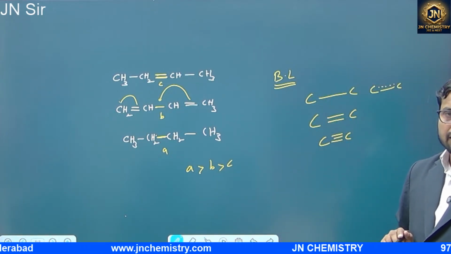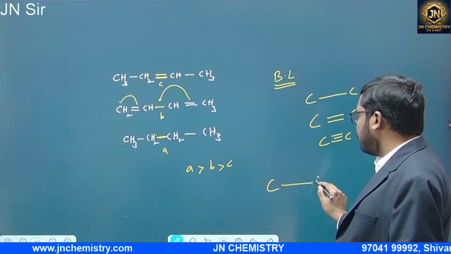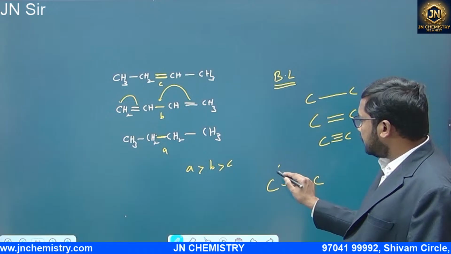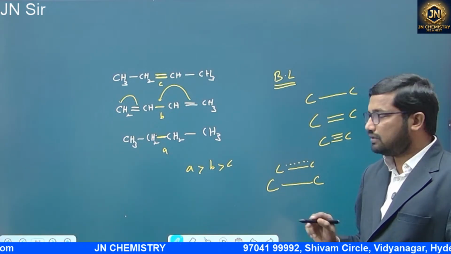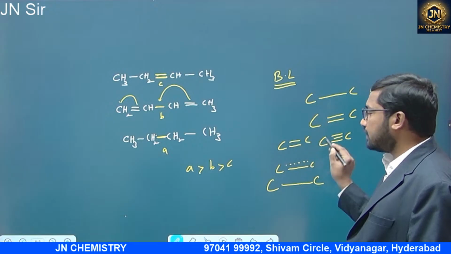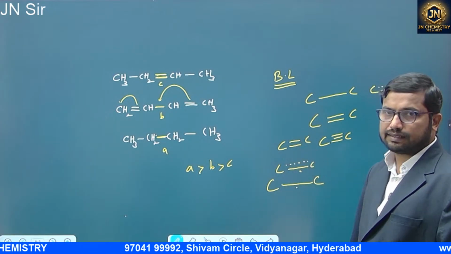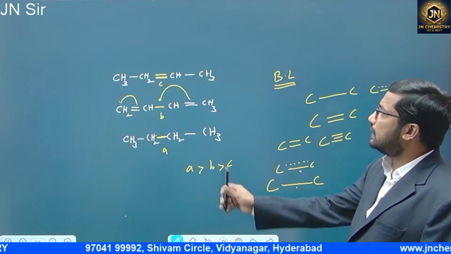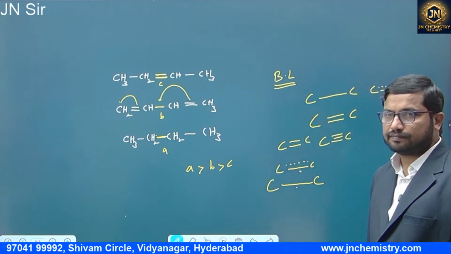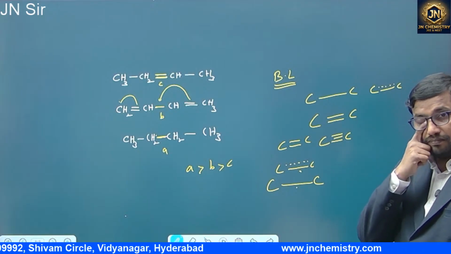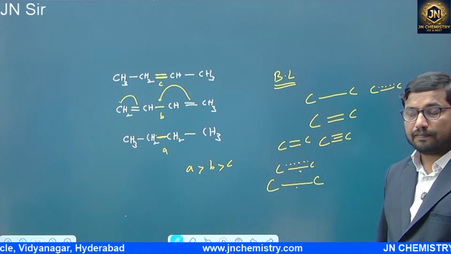Okay? Understood? So here C-C single bond, more bond length. The second one means partial double bond character will get. And in this case, pure double bond character. This is more bond length, and this less, this is very less. Because in this case, we didn't have any resonance. Here we have the resonance.